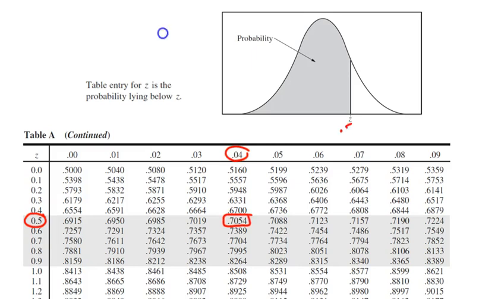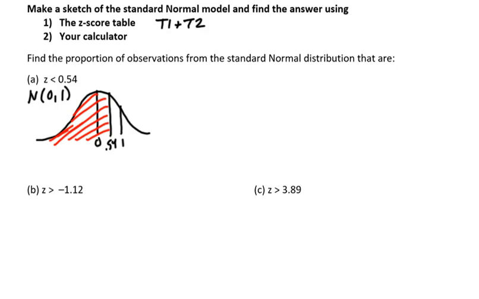What this is telling me is that if this is 0.54, this area under the curve is 0.7054, or 70.54% of the data lies in that section of the curve. So we write that the probability that z is less than 0.54 is 0.7054, or 70.54%. This is how we find areas under the curve that are not exactly on one of the standard deviations.